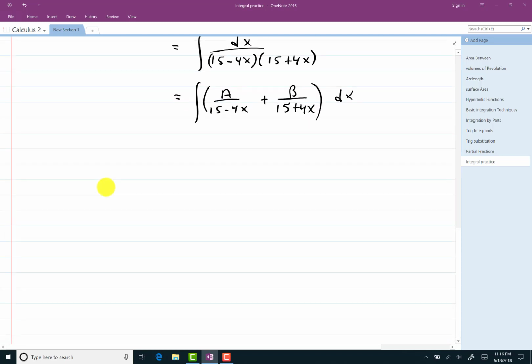Let me go ahead and set up my equation that I'll have to solve. I have 1 over 15 minus 4x times 15 plus 4x equals a times 15 plus 4x. I'm getting ahead of myself, sorry.